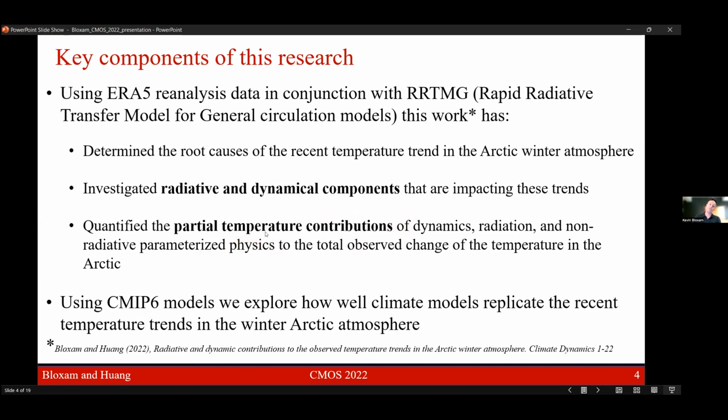The next step beyond that is that I'm looking into CMIP6 models, and I want to understand how well climate models are able to replicate the recent temperature trends that we see in the Arctic, and then extrapolate to the future to see if we will continue to see that heating trend that we see.